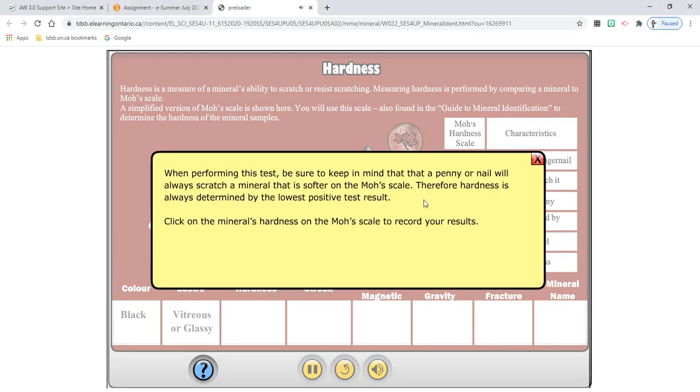When performing this test, be sure to keep in mind that a penny or nail will always scratch a mineral that is softer on the Mohs scale. Therefore, hardness is always determined by the lowest positive test result. Click on the mineral's hardness on the Mohs scale to record your results.